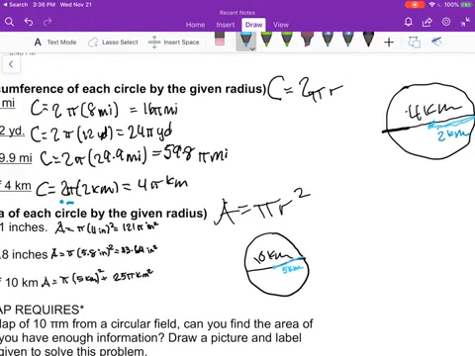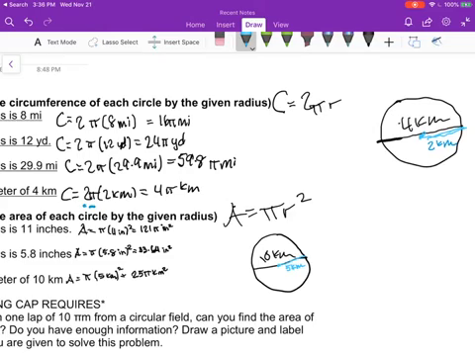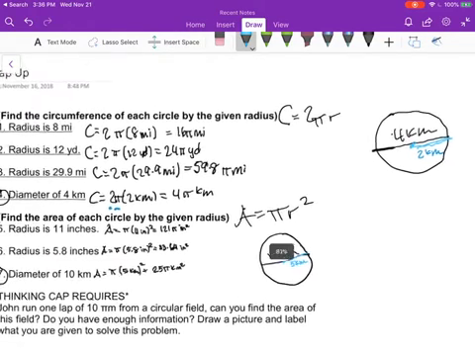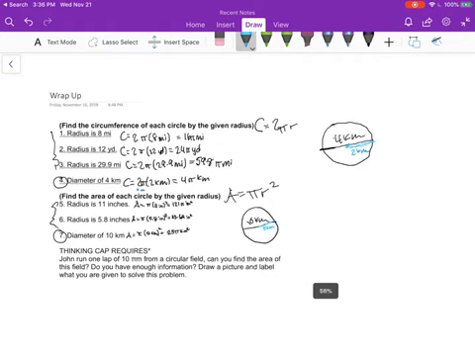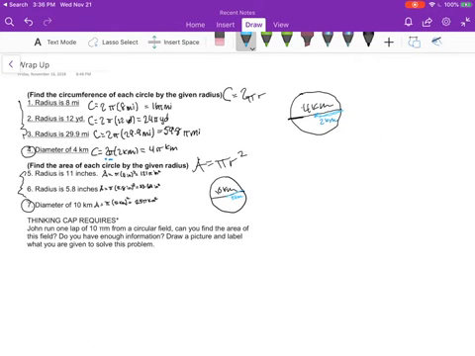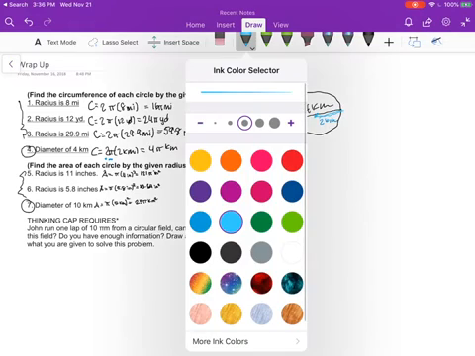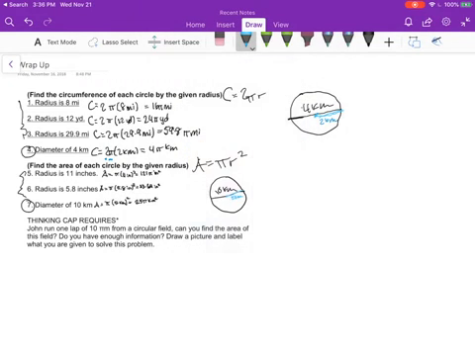So that's our radius. So the area of a circle given the diameter of 10 kilometers is equivalent to pi times 5 kilometers squared, which is 25 pi kilometers squared. So let's now direct our attention to the problem that requires our thinking cap.